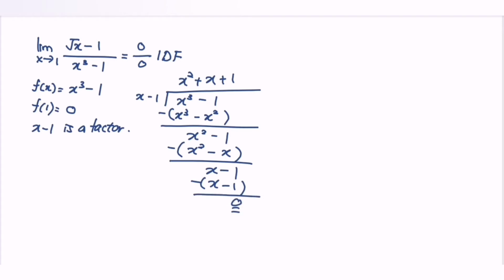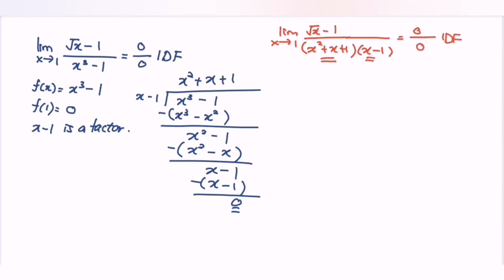Rewrite the situation. The limit as x approaches 1 of the square root of x minus 1 over x squared plus x plus 1, multiplied by x minus 1. Again, kindly substitute the value 1. We will have 0 for the numerator. Next, kindly refer to the denominator. Here we will have 3, and here we will have 0. So finally, we will have 0, which we call the indeterminate form.